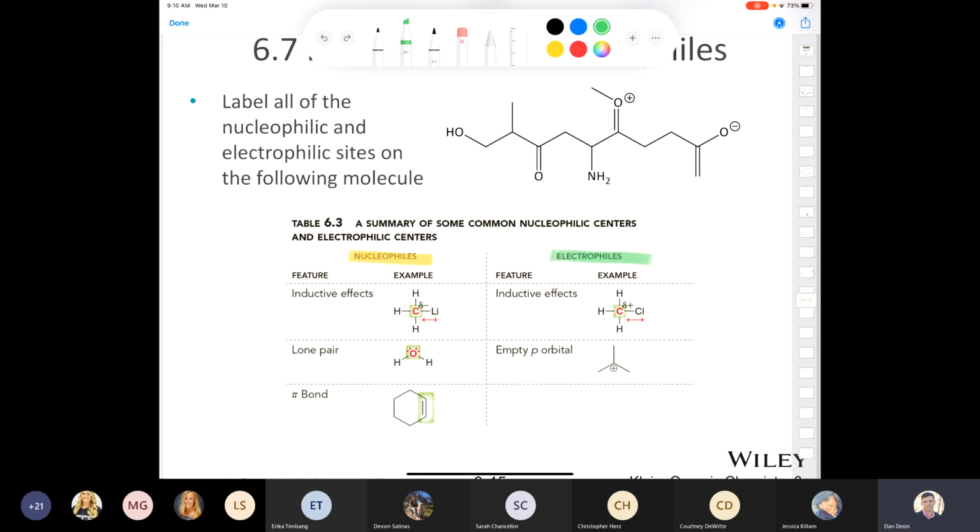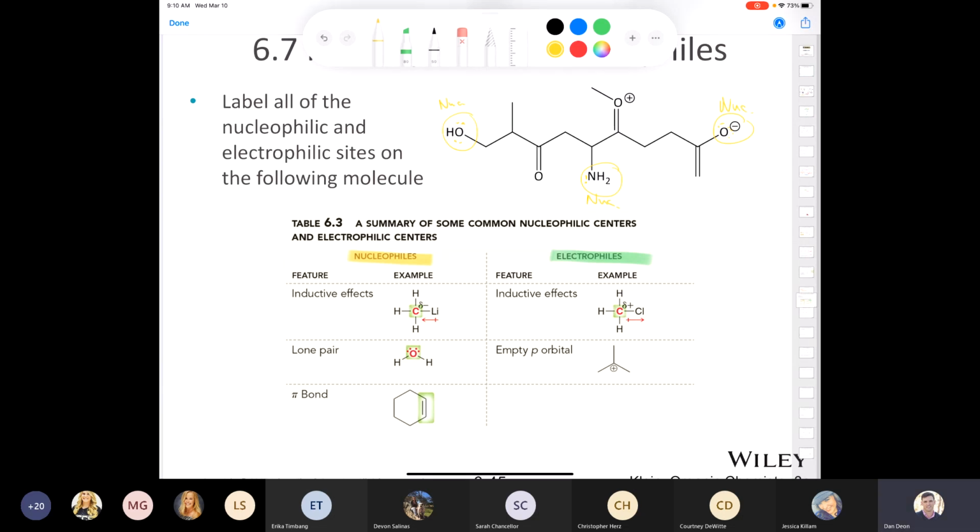So if we were looking at this molecule over here, if we're looking for nucleophiles, things that are nucleophilic, I'll try to color code it. The yellow will be nucleophilic, right? We know on this hydroxyl, there's some lone pairs, so that's going to be nucleophilic. The same thing, there's lone pairs on this nitrogen here, which will also render this nucleophilic. You could say the same thing here, right? We have a negative charge here, so this is going to be nucleophilic.